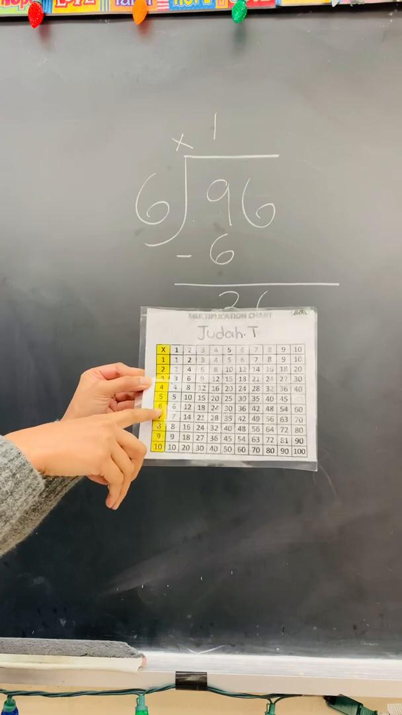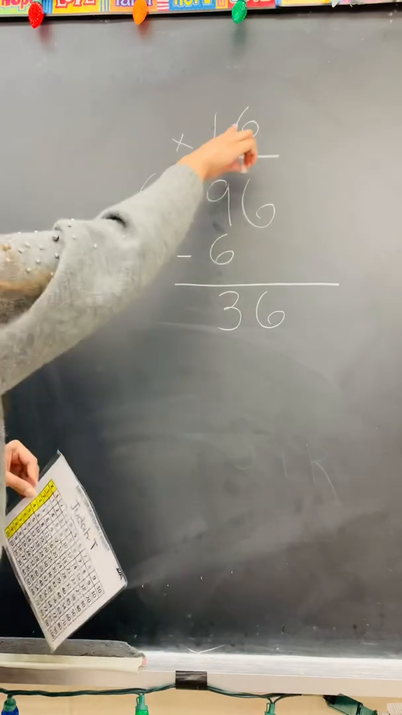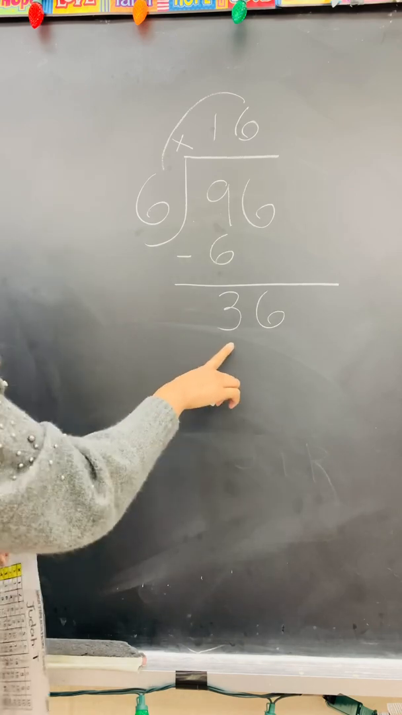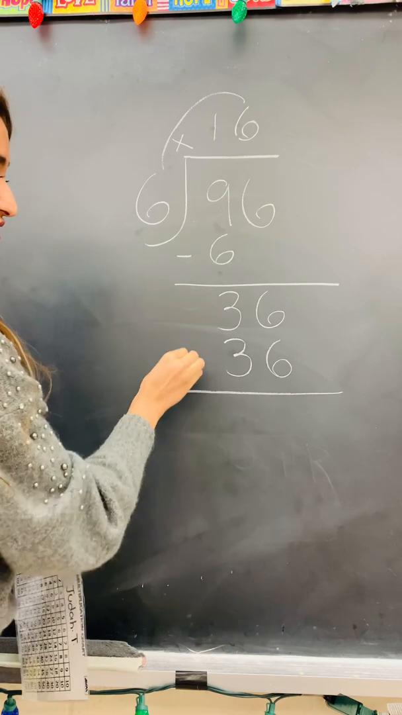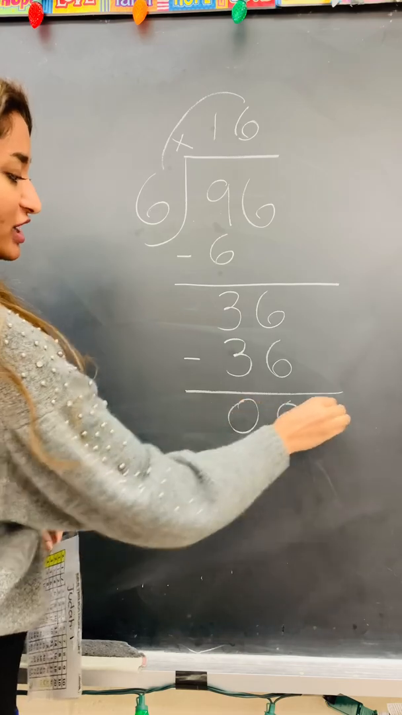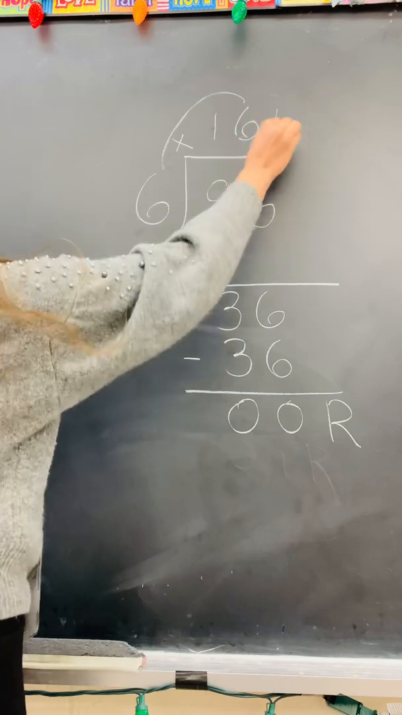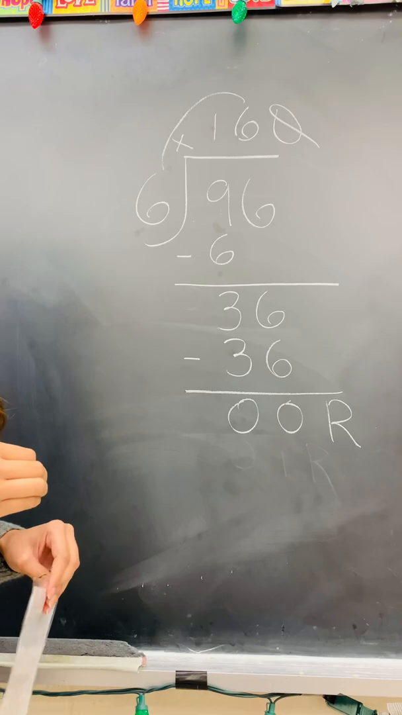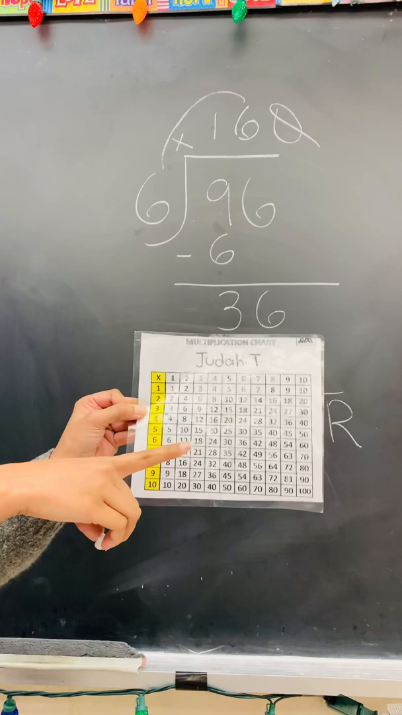Remember my yellow whole number? It goes at the top. Then I go back and multiply this 6 to this 6 to get my number here, right? So 6 times 6 gives me 36. Then I subtract, and my remainder is 0. So my quotient is 16, and my remainder is 0. So please make sure to use these times table sheets to help you with this exercise.